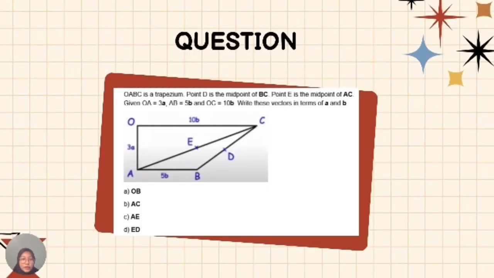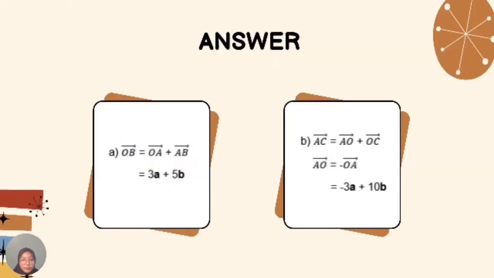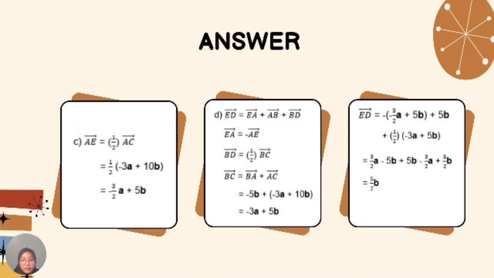So this is my question. It's about a trapezium. I need to find OB, AC, EE and ED. This is my answer. This is how I solved my questions. How do I find OB? How do I find AC? How do I find EE? And how do I find ED?